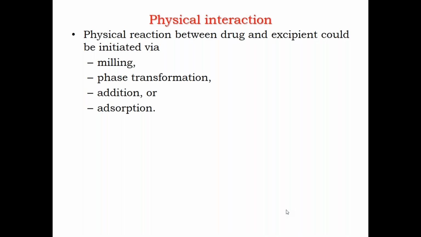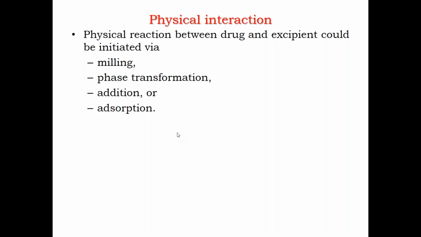So coming to the first one, physical interaction. There are two types of excipient interaction, physical interaction and chemical interaction. These interactions can be either positive or negative, meaning they can result in a positive effect or a negative effect. Coming to the physical interaction, it can happen between the drug and excipient because of processing, such as milling, or because of phase transformation, adsorption or absorption.